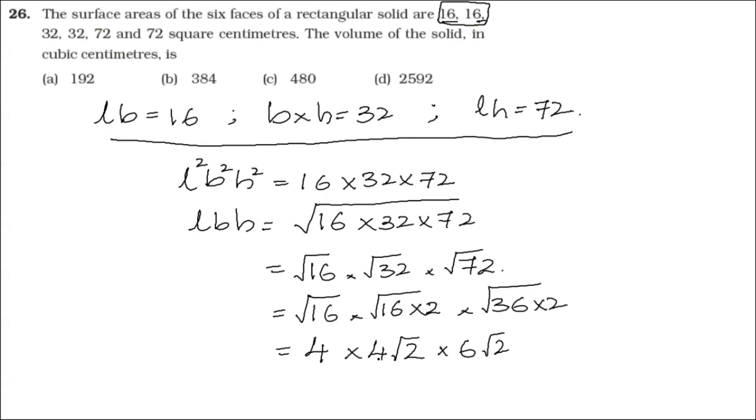4 into 4 is 16. 16 into 6 is 96, into 2. Do this, you'll be getting 192. This is in terms of cubic centimeters. So 192, option A is the right answer.